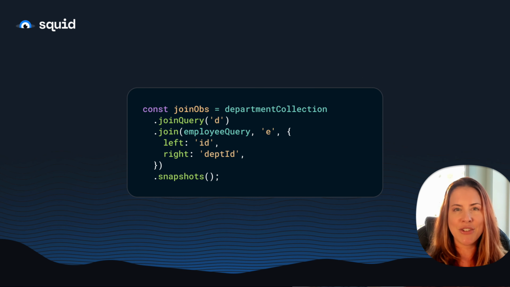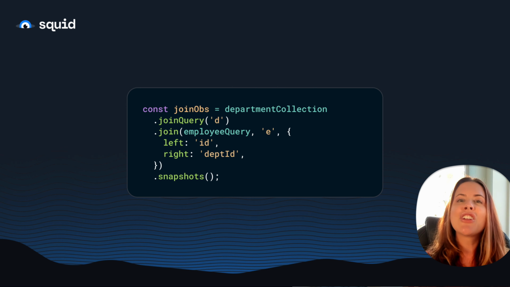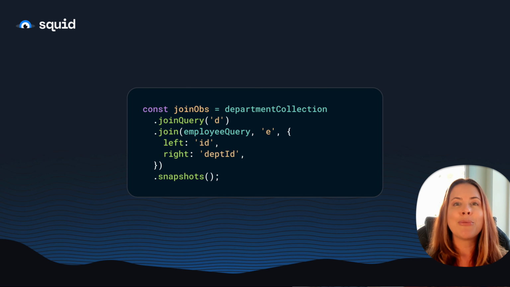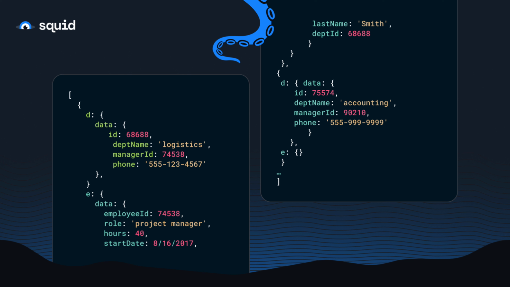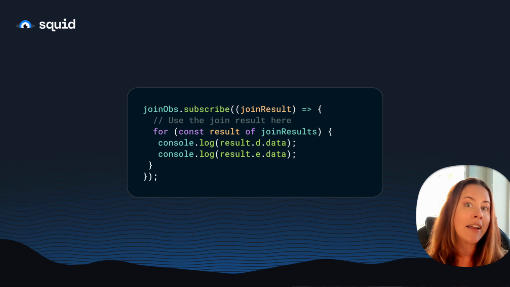We call snapshots to return an observable. Each time a document from the query changes, the observable will emit a new value. So given the example data, our results would look like this. An array of results where each result has a document from the department collection and a document from the employees collection. These Squid documents are the same as the documents you get from any Squid database query. You can access the data using the .data getter. Here's what it would look like to iterate through all the results of my join query and then log the data from the department collection results and employee collection results.